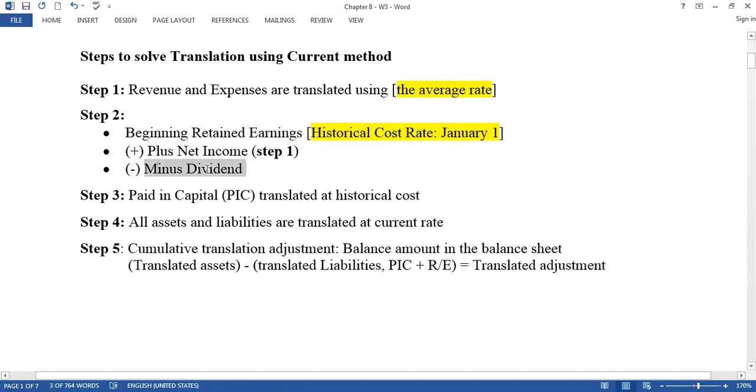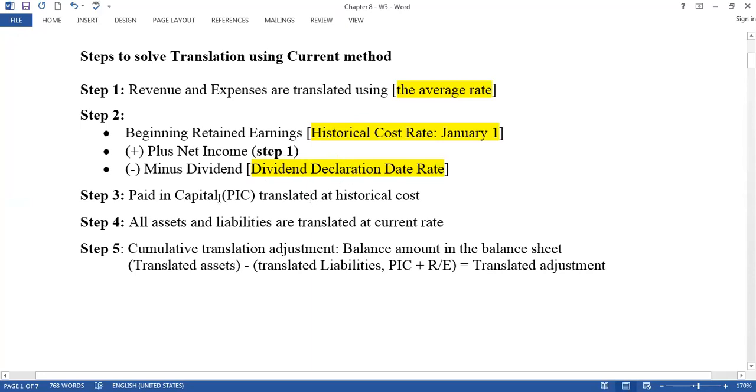Now dividends. How to translate dividends? Based on the dividend declaration date rate. So when the company declared the dividend, the date of declaration already has a rate, and based on this dividend declaration date rate, we are going to translate the dividend. This is step two.